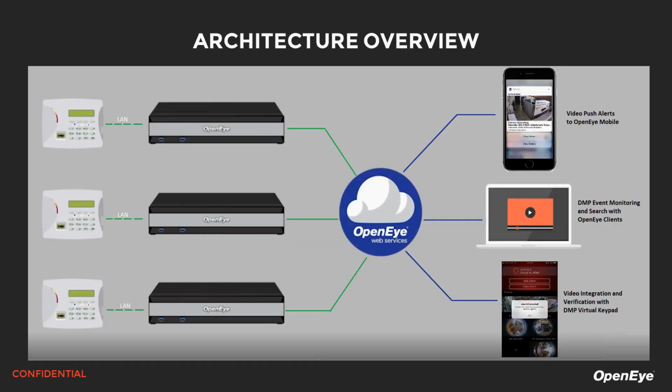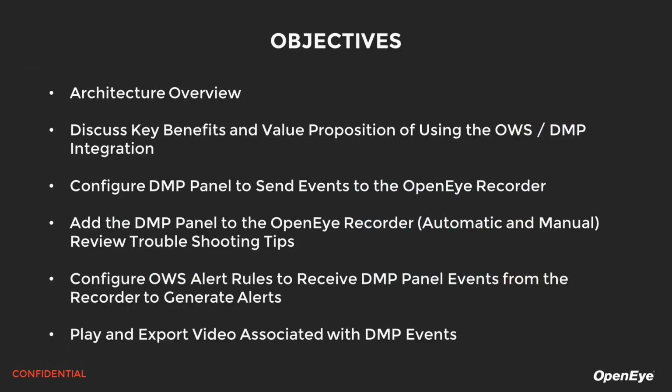Event data from the DMP keypad is passed to the OpenEye recorder over a local network connection. The recorder passes the event data onto OWS using its persisted secure connection, and OWS then generates alerts based on the event type and defined rule. OWS can send video push and email alerts to OpenEye Mobile, allow for DMP event monitoring and event search with OpenEye clients, and provide video integration and verification with the DMP virtual keypad.